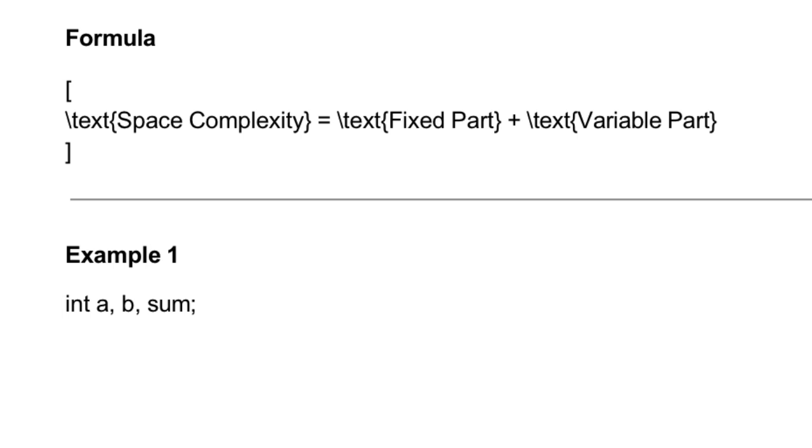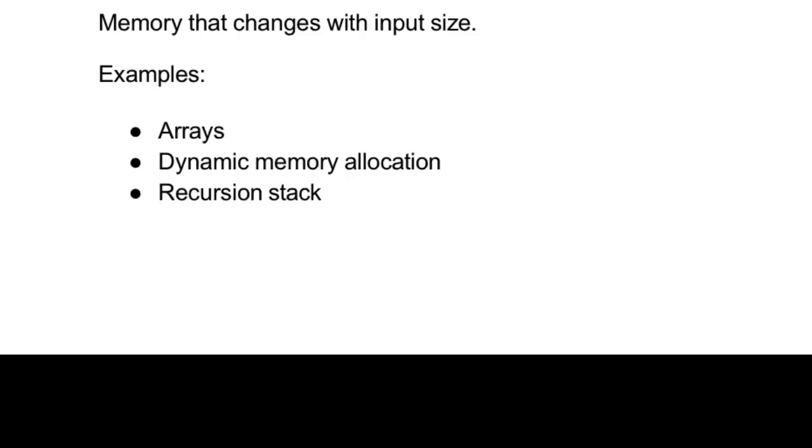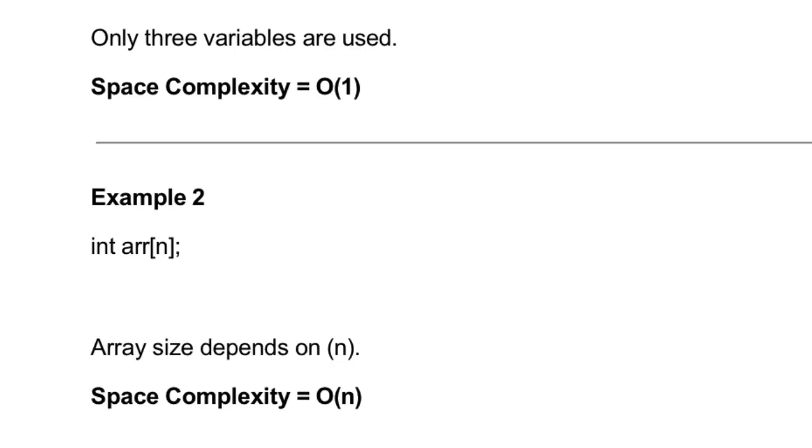For example, int a, b, sum. Only three variables are used, so the memory is fixed. So the space complexity is order of 1, constant. Then move to the next example.